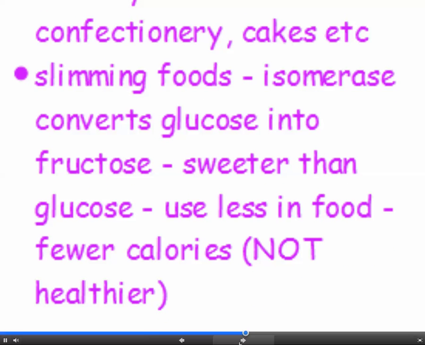And makers of slimming foods use an enzyme called isomerase. Now this converts glucose into fructose. Now fructose is sweeter than glucose, which means that we can put less of the sugar into the food. So therefore the food contains fewer calories. Don't say it makes the food healthier. It may not necessarily make it healthier, but it will contain fewer calories.